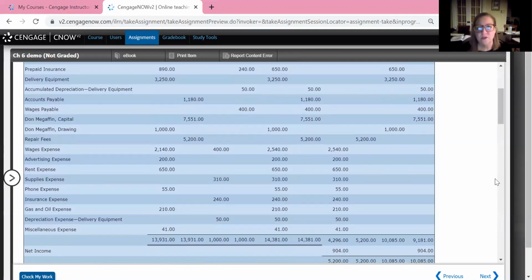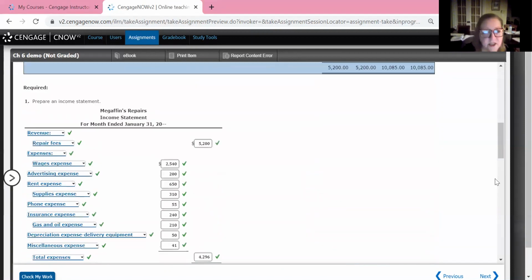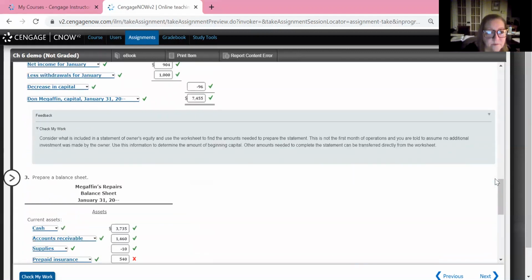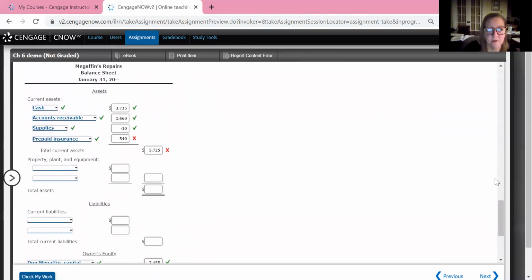See the prepaid insurance? What's the balance? 650. See how it's giving me the red? It's telling me go fix it so you don't get this, lose these points. Shame. Okay, so try again.